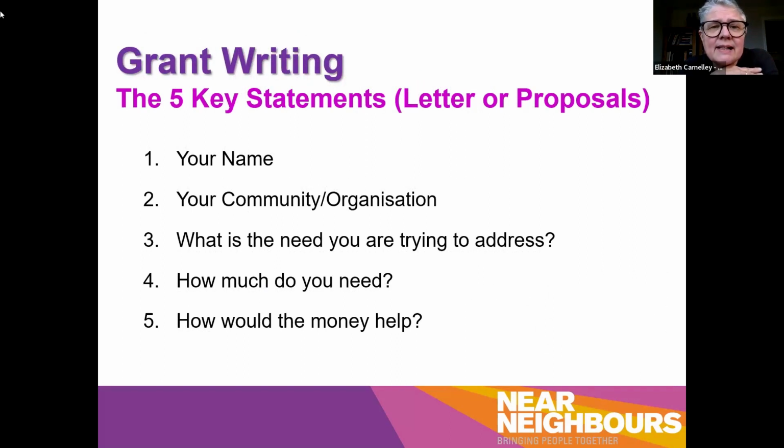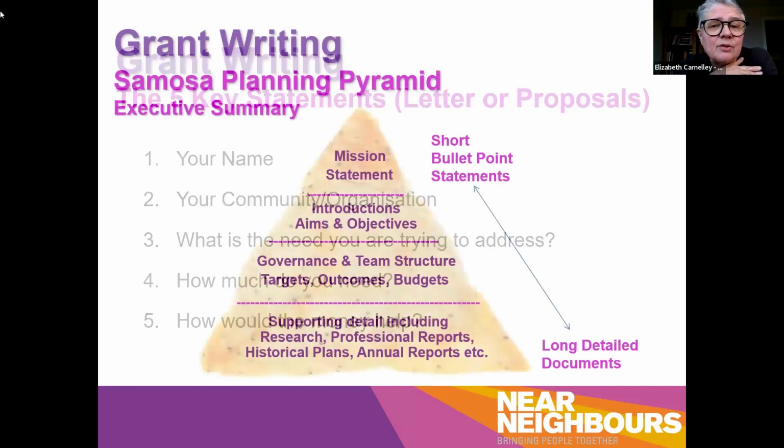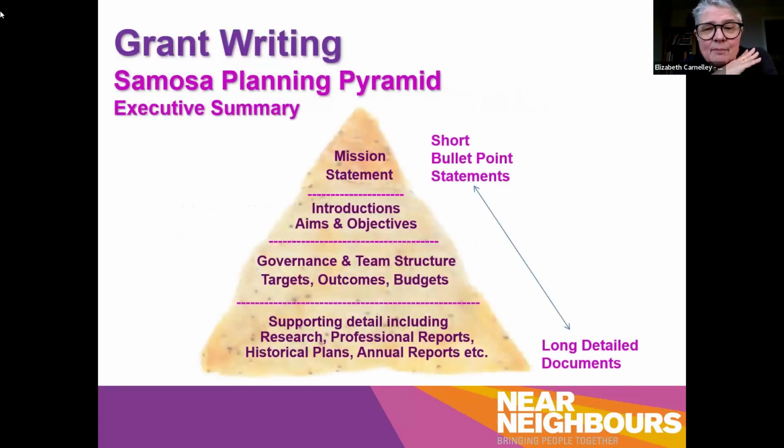If you're writing a letter, it's not an application form, but it's a letter or a proposal. These are the 5 things you definitely need to include: your name, your organization, what's the need you're trying to address, what's the issue, what you're trying to do, what impact you're trying to achieve. How much do you need? What's it for? How would the money help? How would the money actually be spent, and what difference would that make? And again, if you look on our toolkit, this is explained in much more detail, the kind of things that you need to be saying.